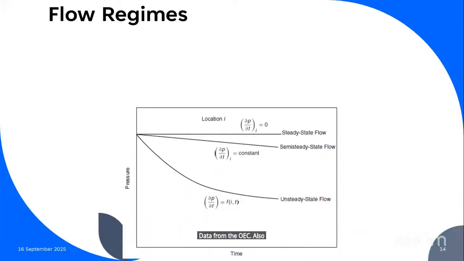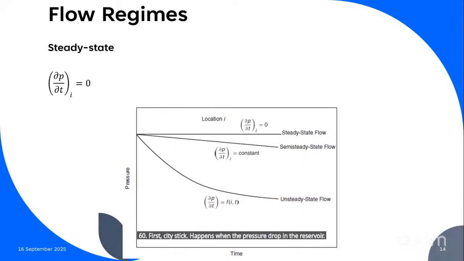Also, one important topic you have to understand is the flow regime of the system you have. You have three: steady state, unsteady state, and pseudo or semi-steady state. First, steady state happens when the pressure change in the reservoir is zero at any point. When you take any point in the reservoir, the pressure there will stay constant with time.